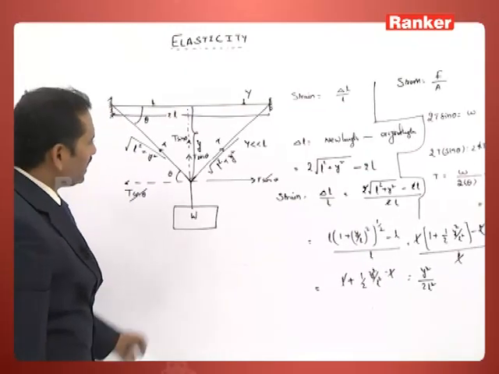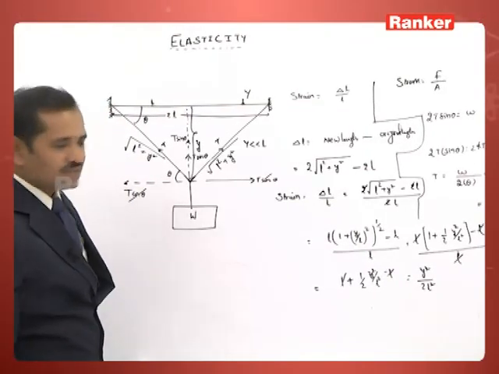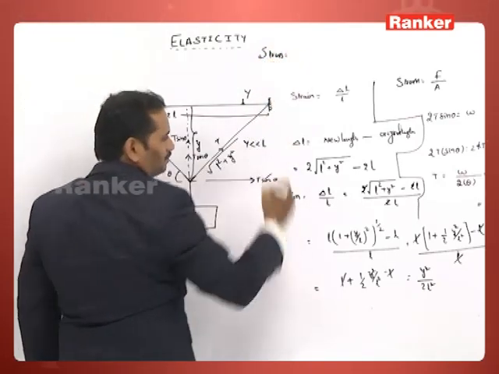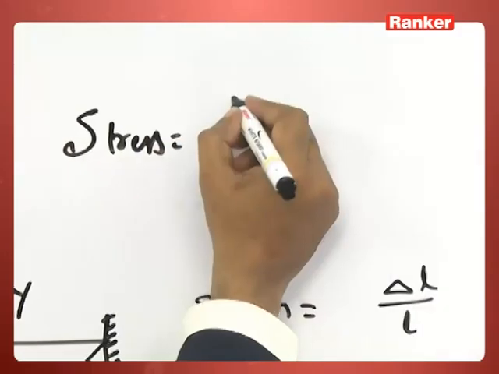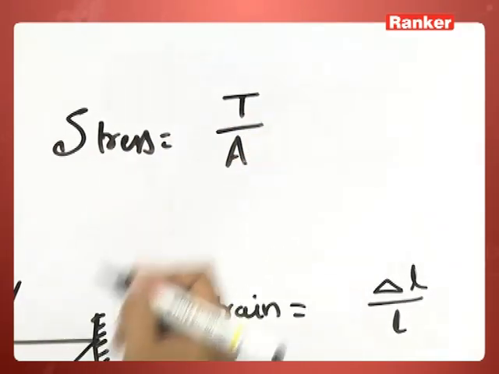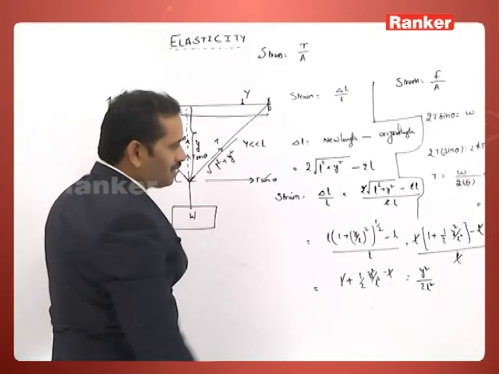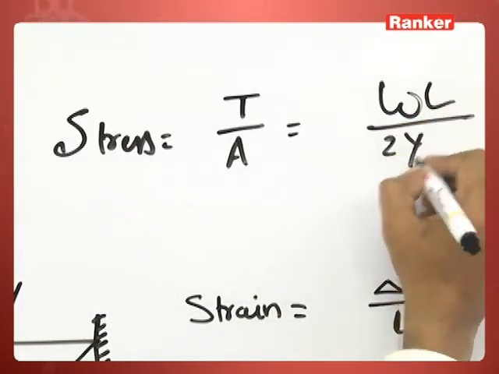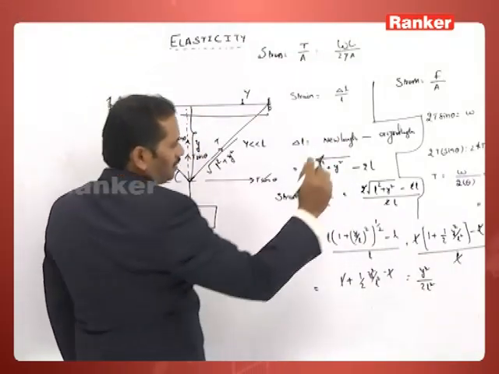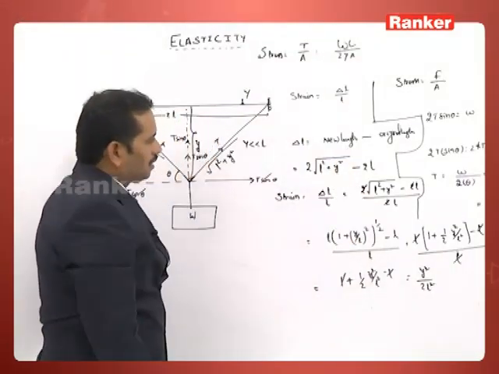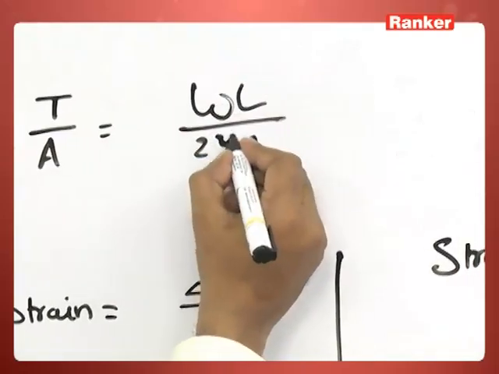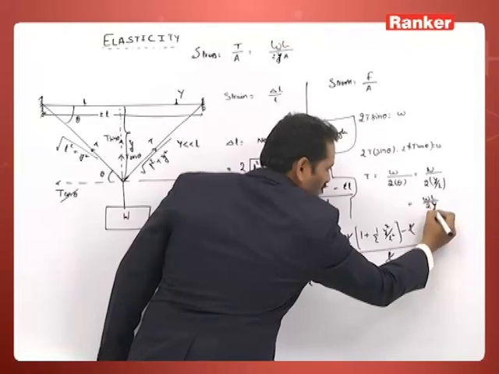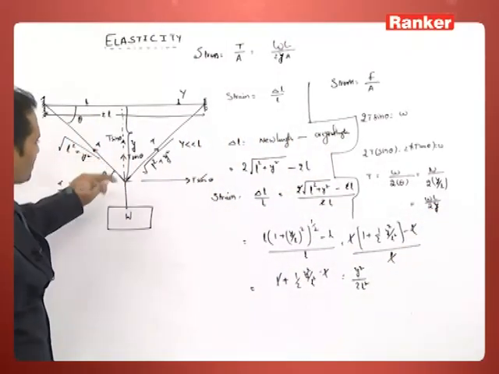So now I am not finding space, but I want to calculate stress. Can I write here? Stress equals tension by area, or force by area. That is WL by 2 into yA. This y is the extension in the wire. Y is not Young's modulus. Y is the displacement here. Capital Y represents Young's modulus. Small y represents displacement, known as vertical displacement.